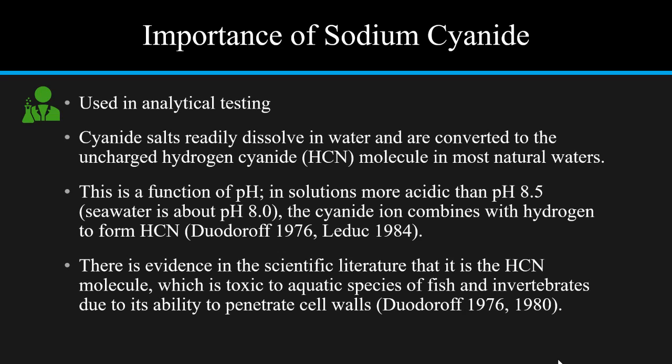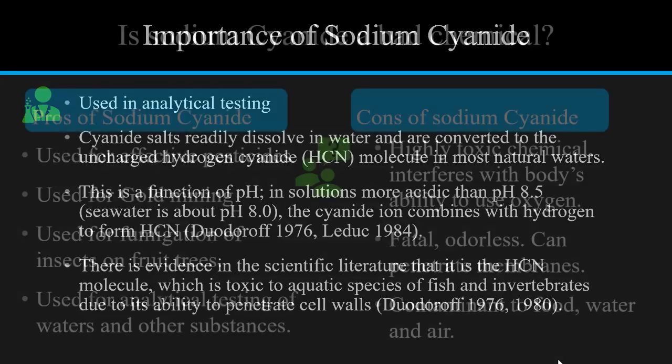The cyanide ion combines with hydrogen to form hydrogen cyanide. There is evidence in the scientific literature that it is the hydrogen cyanide molecule which is toxic to aquatic species of fish and invertebrates due to its ability to penetrate cell walls.